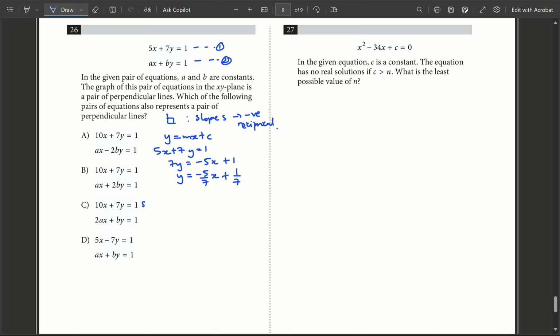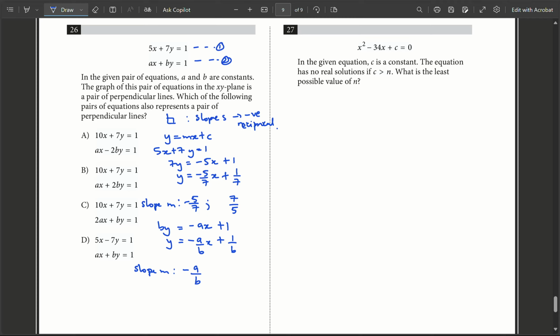So the slope, which is m, is equal to -5/7. The negative reciprocal would be 7/5. All right, and then for equation number 2, we have by = -ax + 1. To get y, we divide both sides by b. So we have -a/b x + 1/b. So the slope for this equation, the slope m, is equal to -a/b.